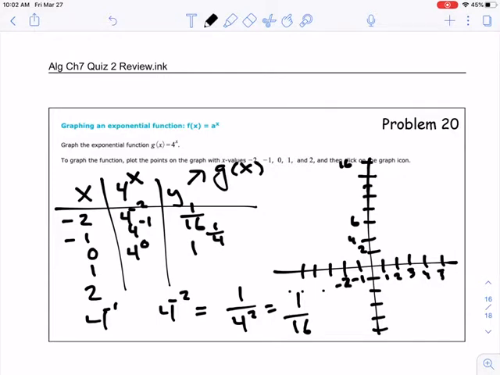And then what you'll see is as you go up, 4 to the 1 power is 4, 4 to the 2 power is 16. These numbers are going to get really big really quickly. And as your negative numbers get smaller and smaller, you go back this way, your numbers are going to get tinier and tinier and tinier.